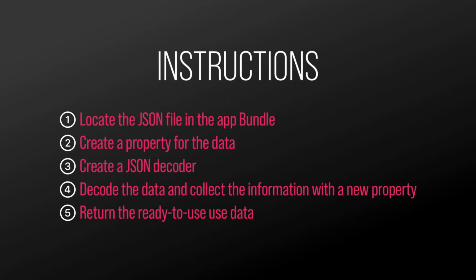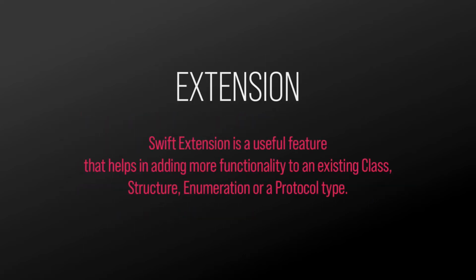Fourth, decode the data and collect the information with a new property. Fifth, return the ready-to-use data. And this is how I can break down this complex goal into many logical baby steps. We can use this method to create a new function somewhere in the SwiftUI file that we can call when we need to. However, we can do this in a much more efficient way if we use this function as an extension. And that's exactly what we are going to do.